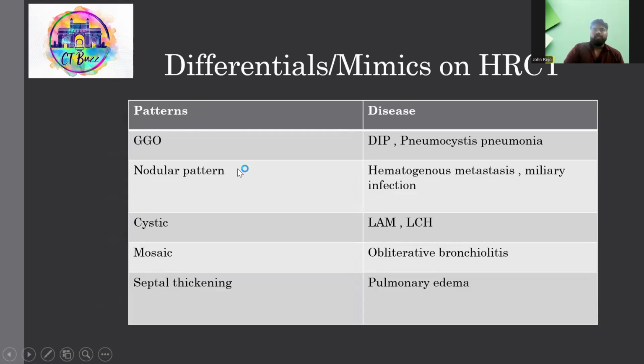Differentials on HRCT: ground glass opacity can be seen in pneumocystis pneumonia and DIP. Nodular pattern can be seen in hematogenous metastases and miliary infection. Cystic pattern can be seen in LAM and LCH, Langerhans cell histiocytosis. Mosaic pattern can be seen in obliterative bronchiolitis. Septal thickening can be seen in pulmonary edema.